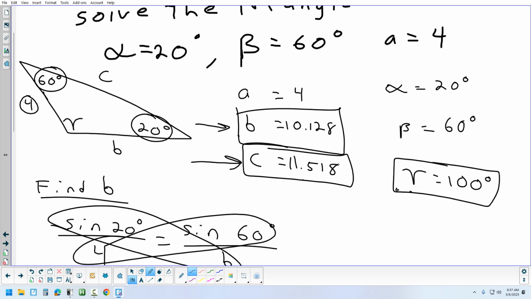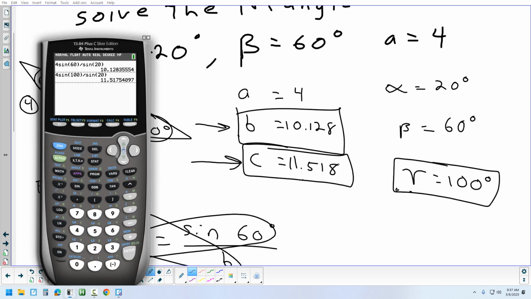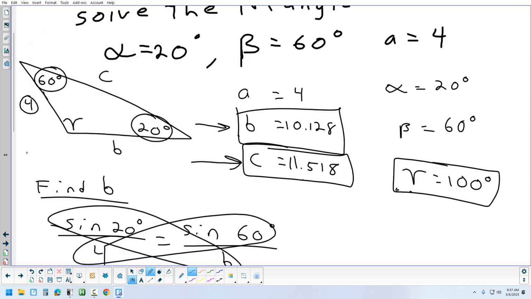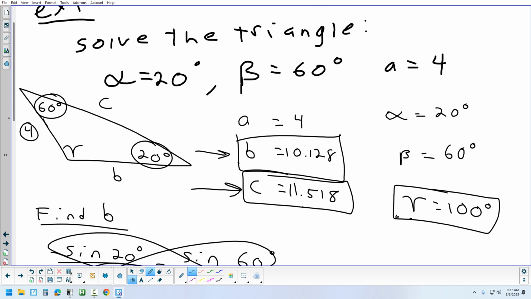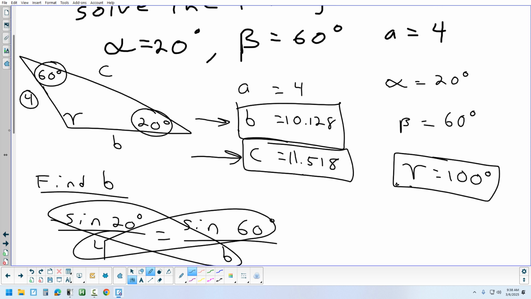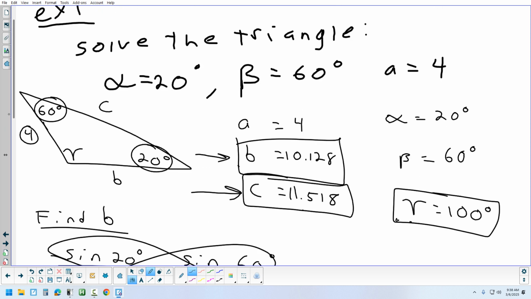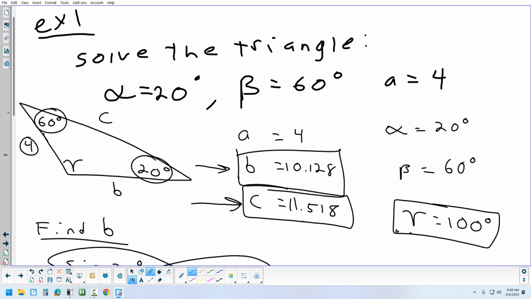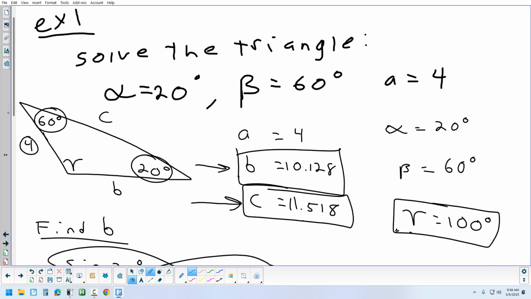Is the calculator in radians or degrees? We're in degrees, because all my angles were given in degrees. Okay. And that's a law of sines problem with angle, angle, side. Any questions on that one?